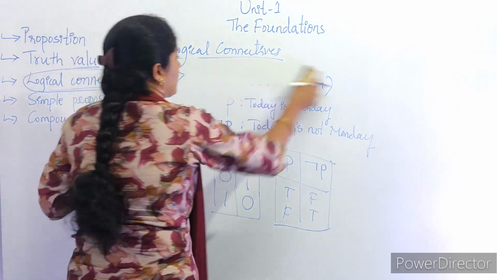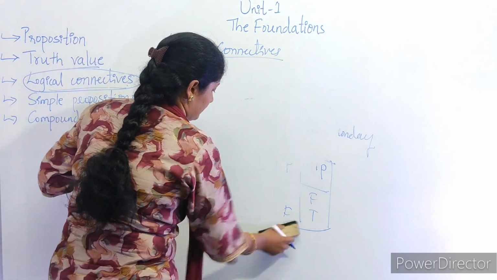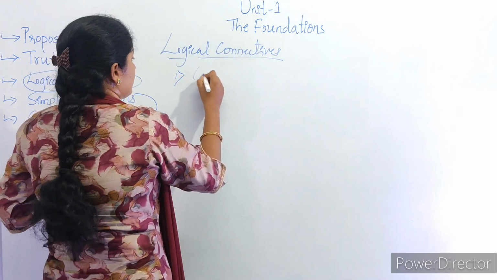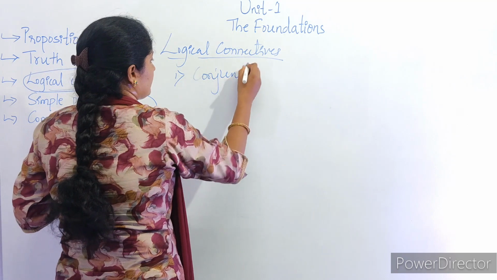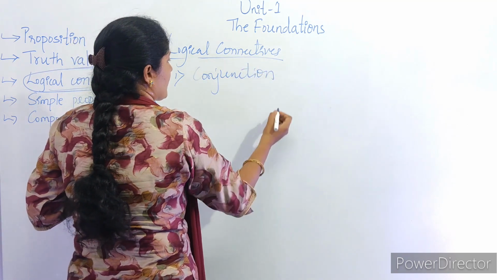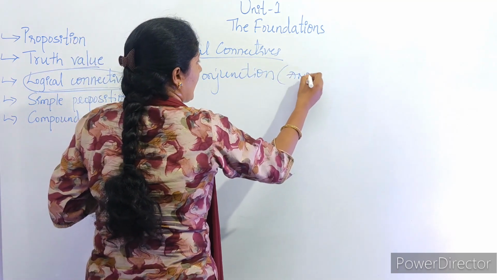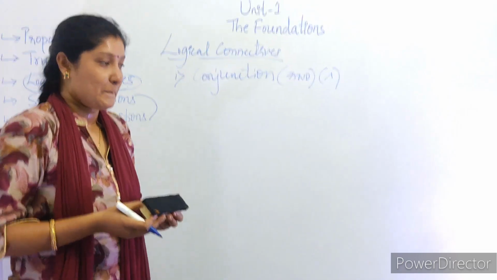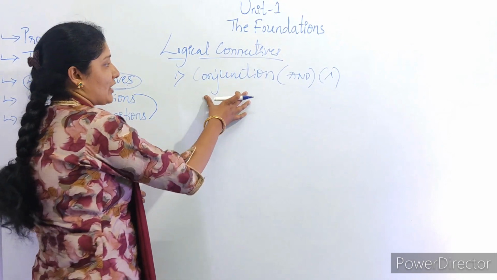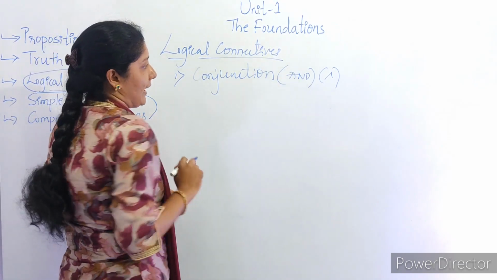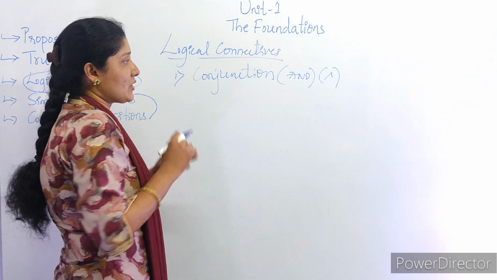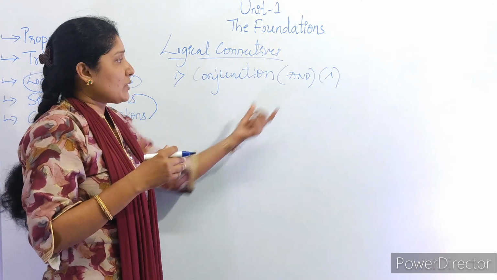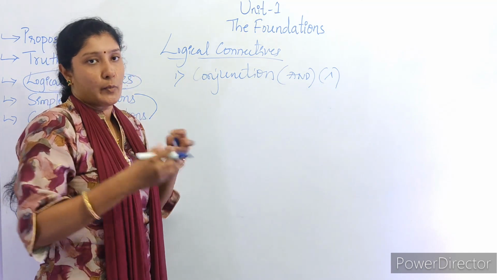Now, the next one. Conjunction. This is nothing but and, and this is the symbol. So, conjunction. This is nothing but the word and is used. So, conjunction means what? A new proposition is obtained by using the word and between two propositions.